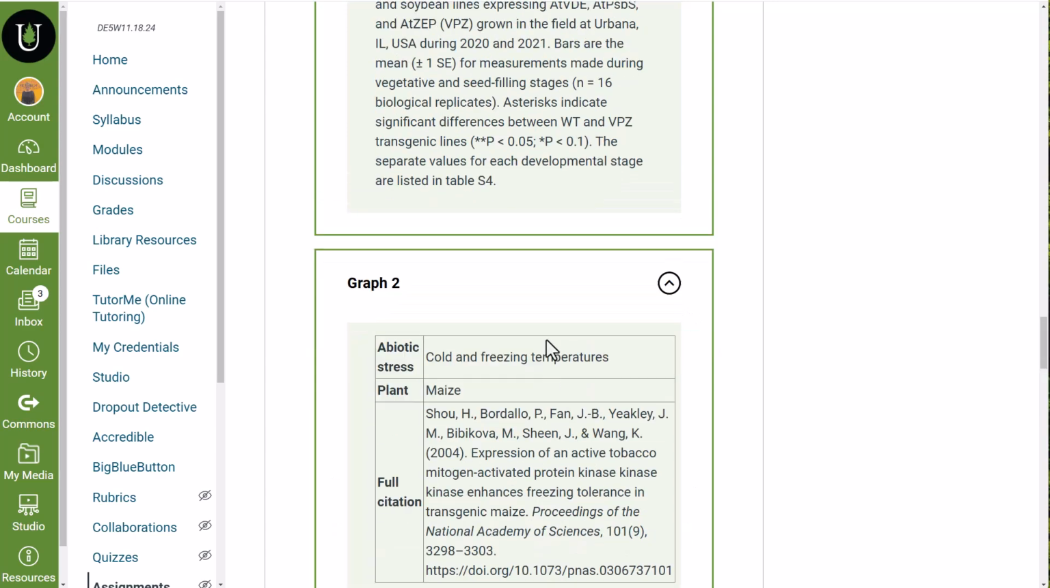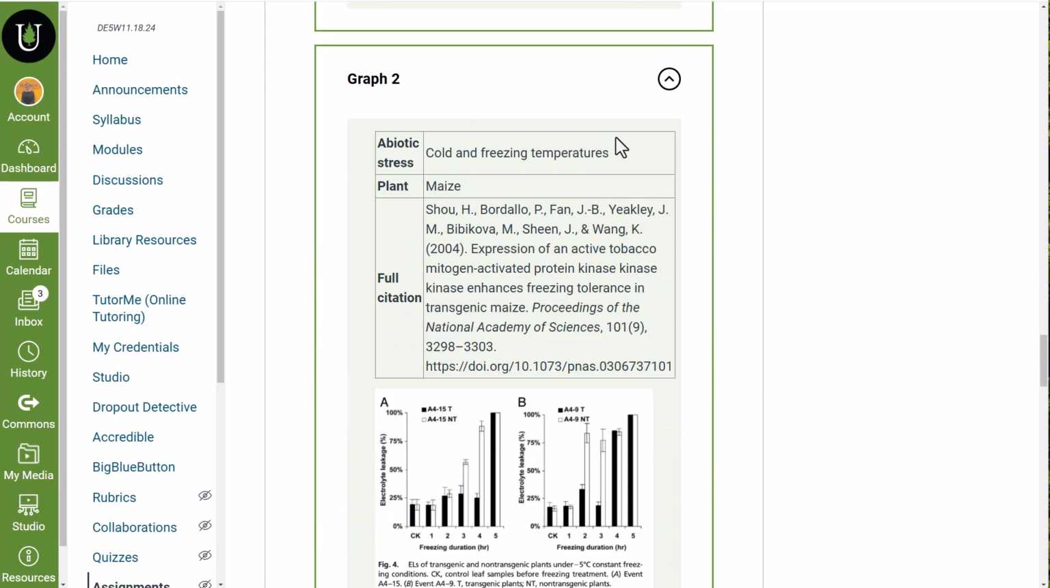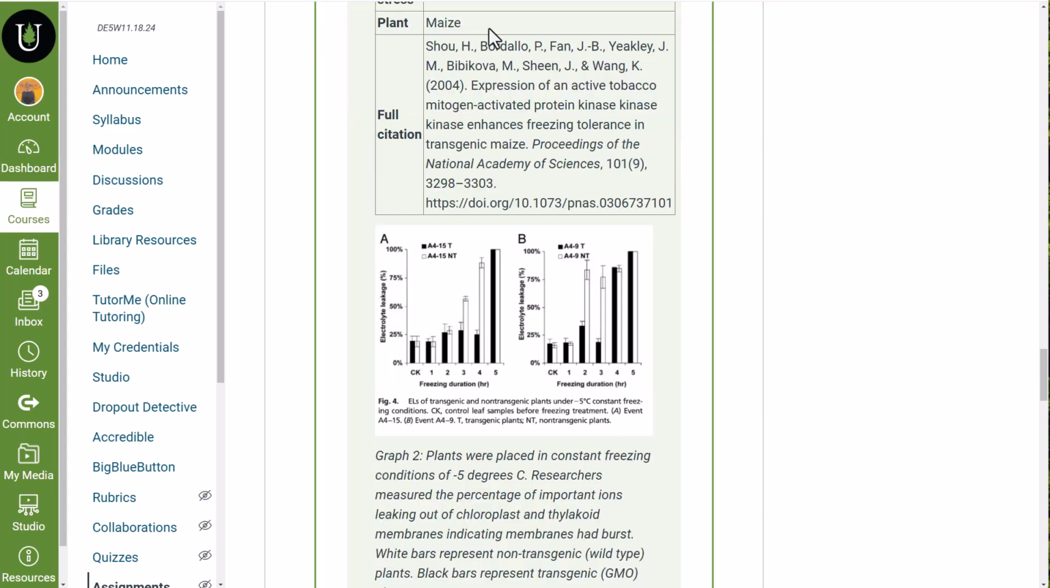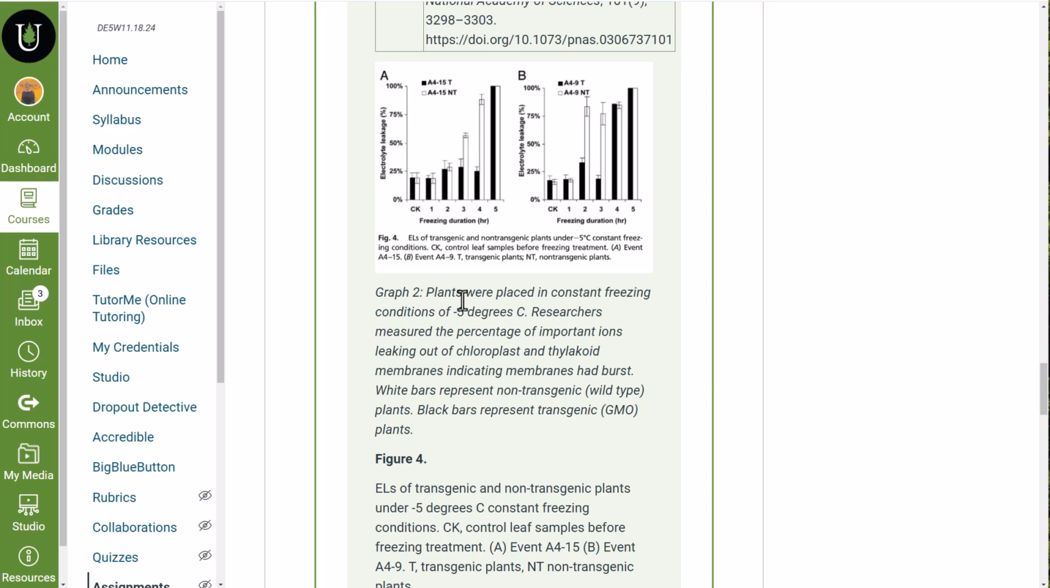In our second graph, instead of looking at light levels, we're looking at freezing temperatures specifically. We're using maize, and you can look at the actual article if you want a full description of what the graph is showing you rather than this abbreviated description of the graph. Here we're looking at electrolyte leakage. So this, as they describe down here, is looking at essentially damage to membranes. So if we have a lot of leakage, the membranes are bursting, which is what happens typically when a plant freezes. The crystals that form during the freezing process will rupture their cell membranes.